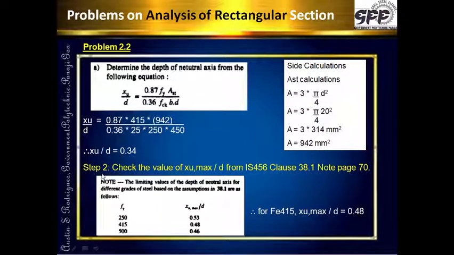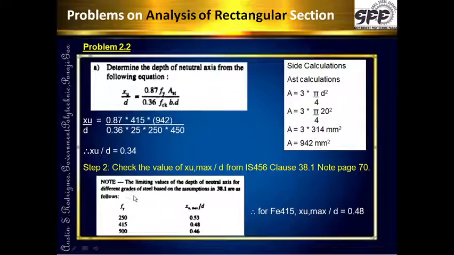Now we go to step number 2. In step number 2, check the value of Xu max/d, the ratio of limiting neutral axis, the maximum value of neutral axis which is possible based on IS 456 clause 38.1. It is given in the note page number 70. So now over here the limiting values of depth of neutral axis for different grades of steel.